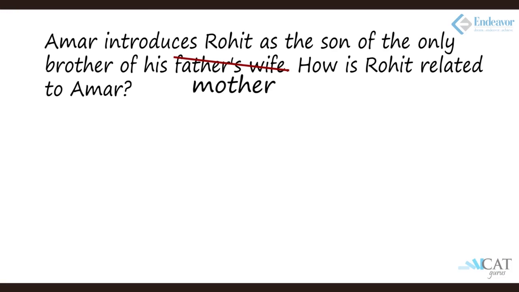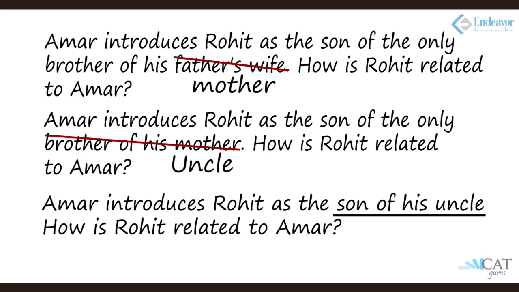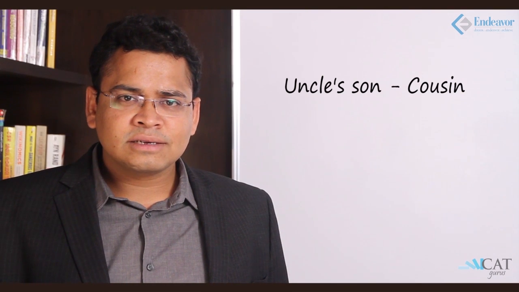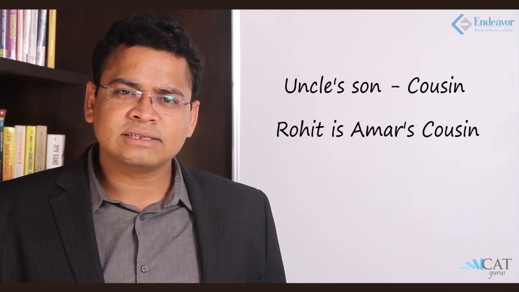The end of my sentence was father's wife, so I replace it with mother. Then I replace mother's brother with uncle. So all I am left with is Rohit is a son of uncle. Uncle's son is again cousin. So I'm done with even that. Therefore, Rohit is Amar's cousin, and there I get the answer.